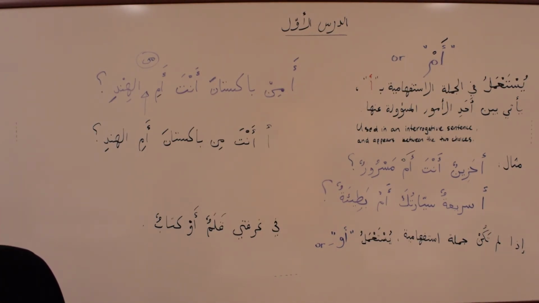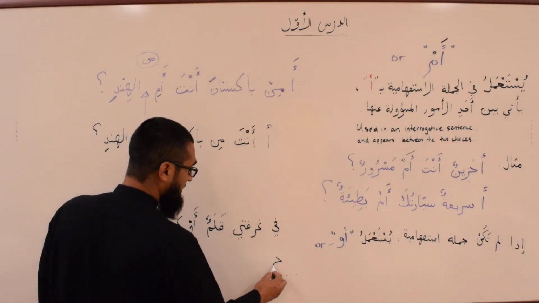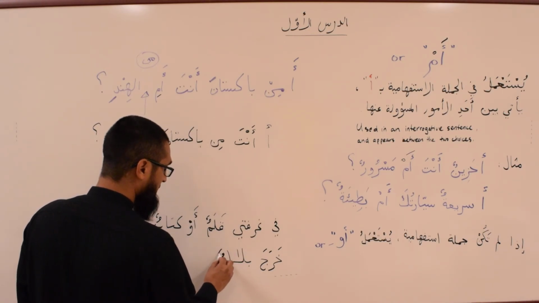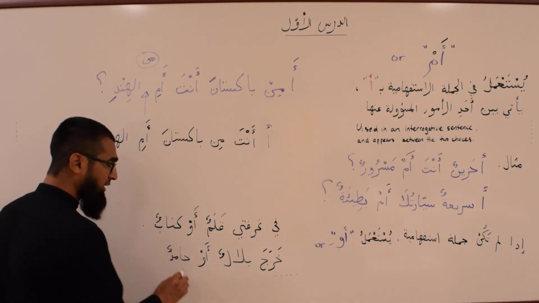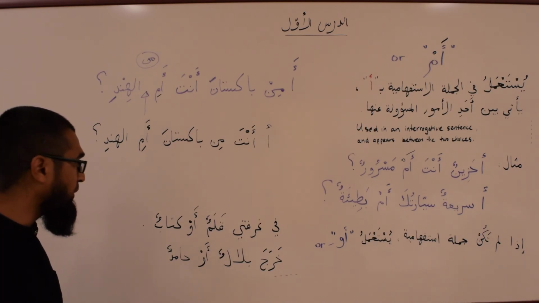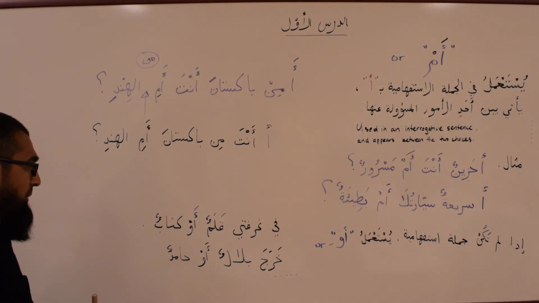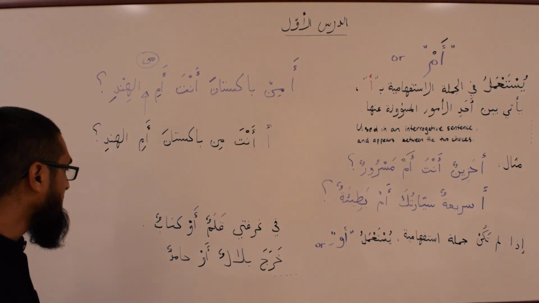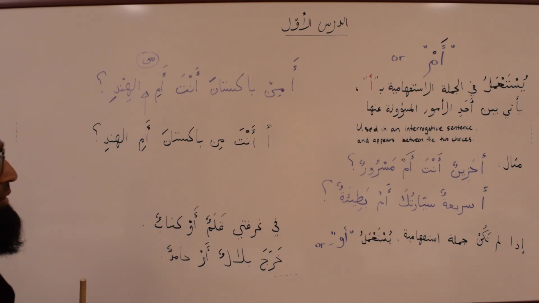Okay, the author gives an example. He says, خرج بلال أو حامد. One of them left. So he's not sure, but he's saying that one of them left. خرج بلال أو حامد. Either Bilal or Hamid. He's not asking. He's telling you that one of them left. Okay? So that's how it's used, inshallah. And as we go through the exercise, we'll see more examples.